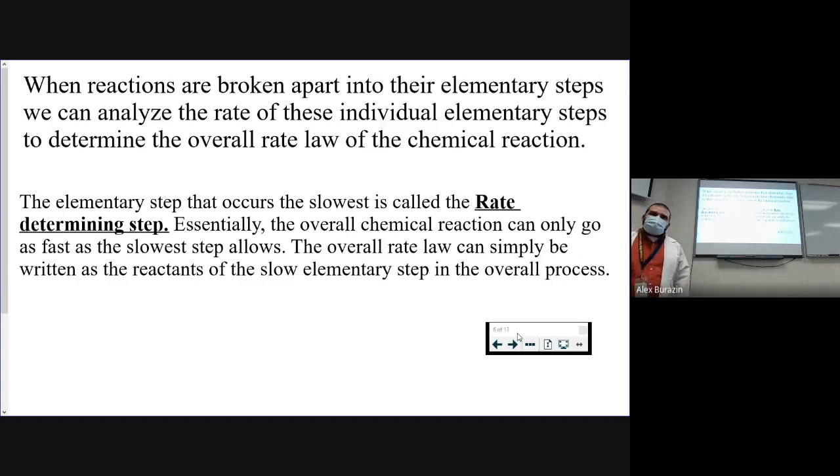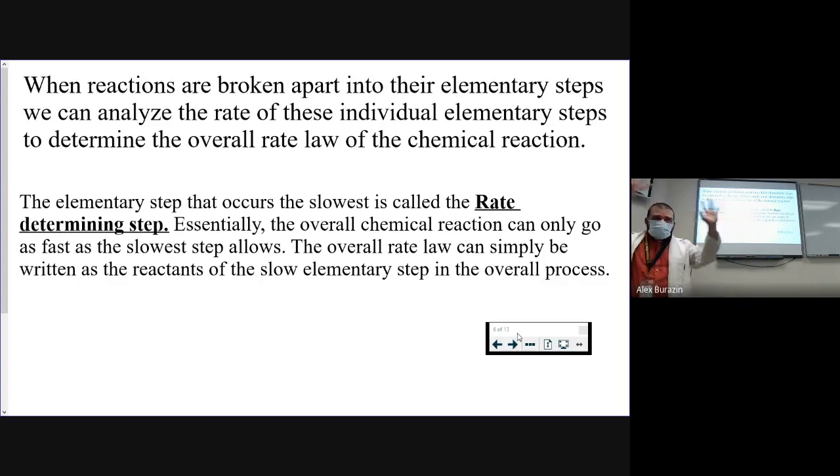Basically, the whole process can only go as fast as the slowest step. If the whole reaction is 5 steps, one of them is going to be slower than the other 4. That has to be that way, right? Something has to be the slowest. So if I have a chemical reaction that occurs in 5 steps, one of those 5 is the slowest step, and it's called the rate determining step.